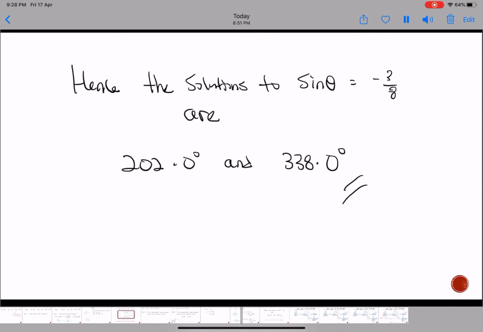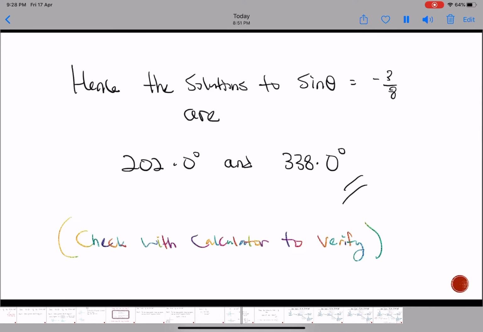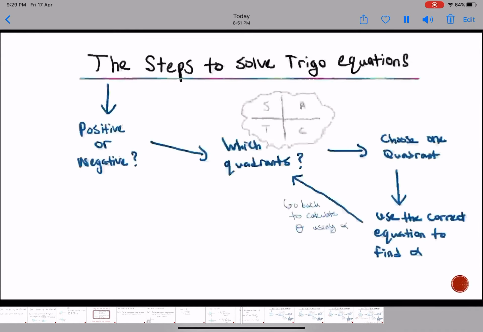Hence, the solution to our question is simply these two. If you don't believe me, take out your calculator and calculate sine 202.0 and sine 338.0. They will give you negative 3 over 8. And these two values are between 0 and 360. So these are basically the steps. So take a moment to understand this. It's best to screenshot and always refer to it.